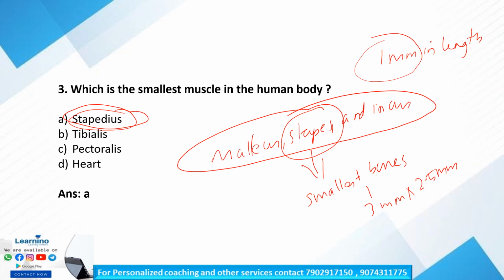Okay, so stapedius and stapes. You have to remember this is the smallest bone, whereas this is the smallest muscle, and both are situated in the middle ear. Is it clear? So next question, question number 4.